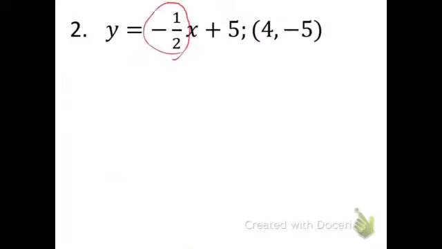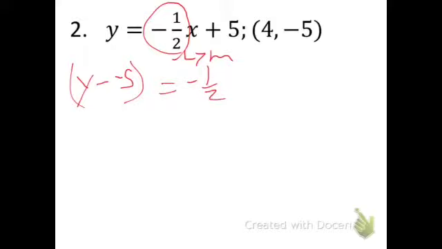This one already has my slope, that's my m. I'm going to use that, and here's my point. So I'm going to be filling in y minus y1, which is negative 5, equals negative 1/2, that's the slope, times x minus the 4. And now I have my equation.